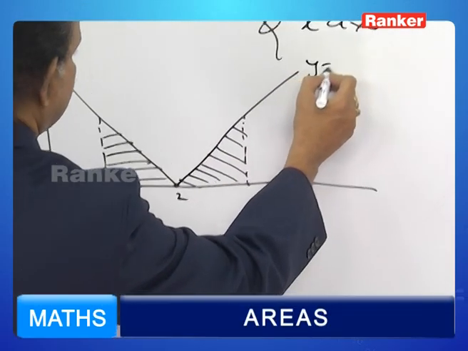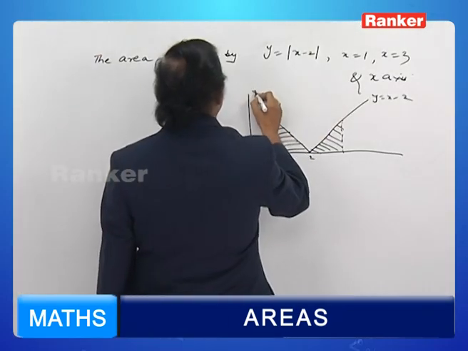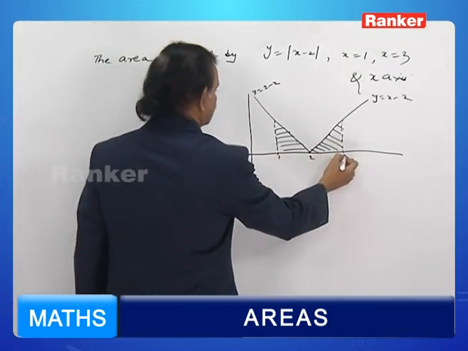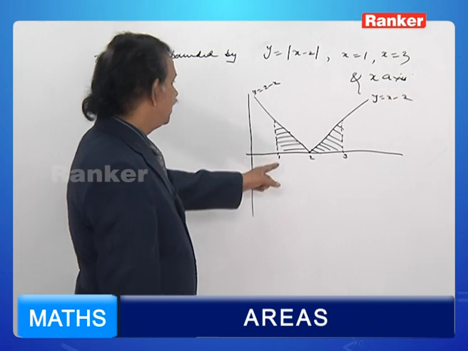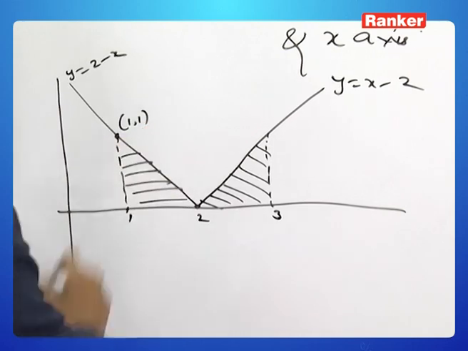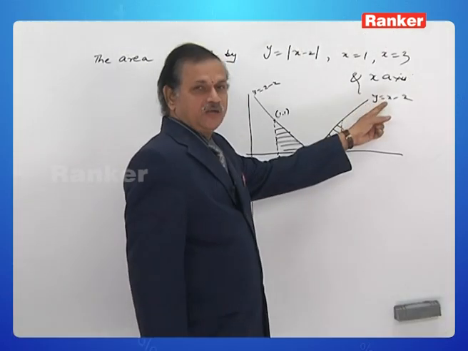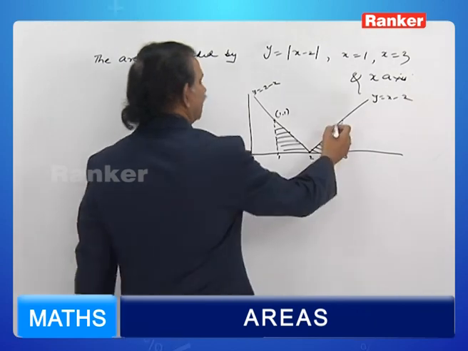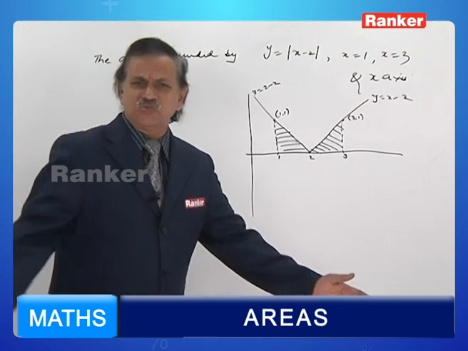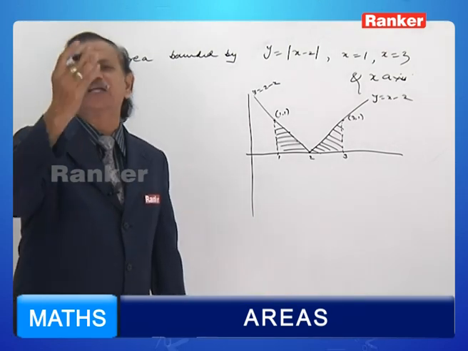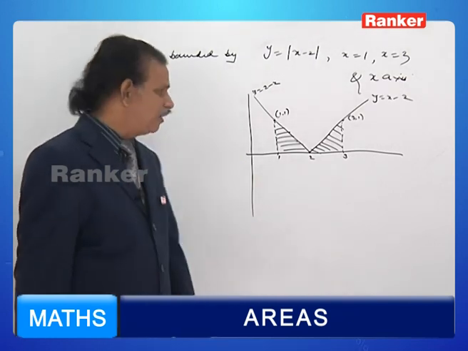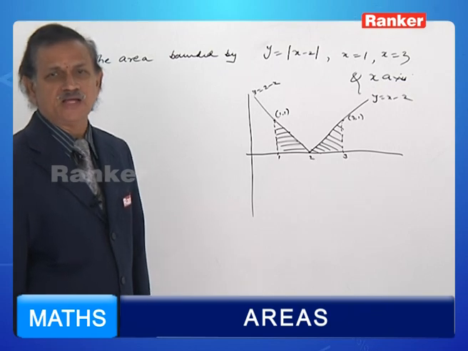Equation of this line is y is equal to x minus 2 and equation of this line is y is equal to 2 minus x. This is 1, this is 3. If you take x equal to 1, y is also 1, hence the point is 1 comma 1. If you take x is equal to 3, y is 3 minus 2 is 1, hence this point is 3 comma 1. Well, my dear, you need not use integration at all. Just by the geometrical appearance, you can have the area directly.